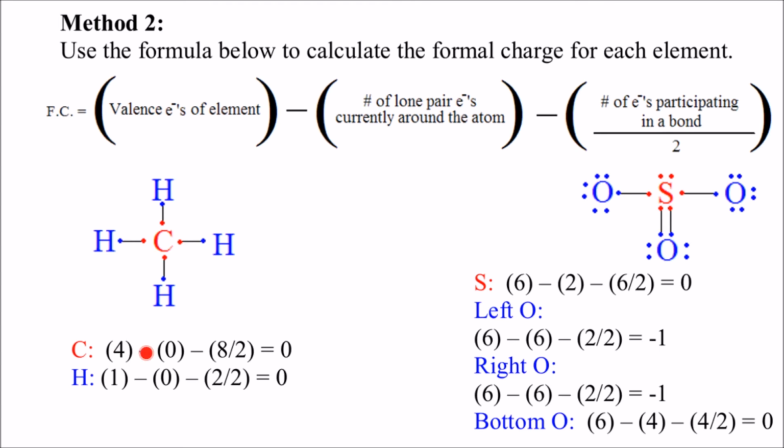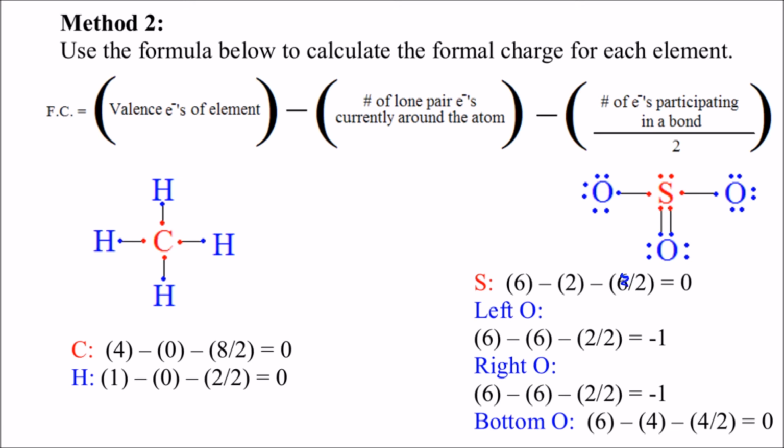You have 4 minus 0 minus 4 gives you 0. So exactly what we got when we did the inspection method. Okay, the same thing is true for this molecule, sulfur. We've got 6 valence electrons around sulfur, that's this number. The number of lone pair electrons currently around the atom, that's 2 right there. And then the number of electrons participating in a bond, 2, 4, 6, 8.